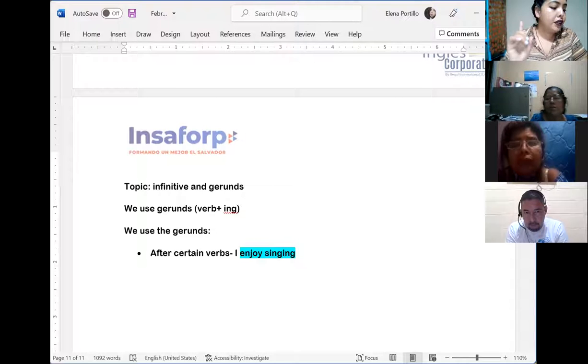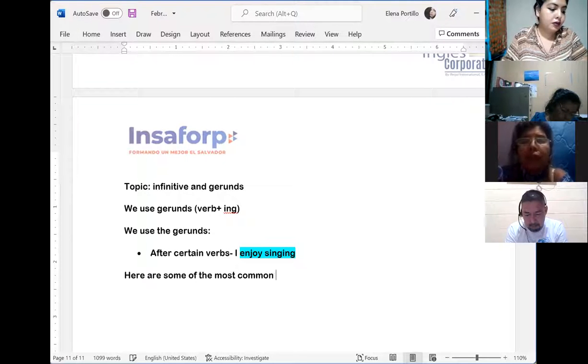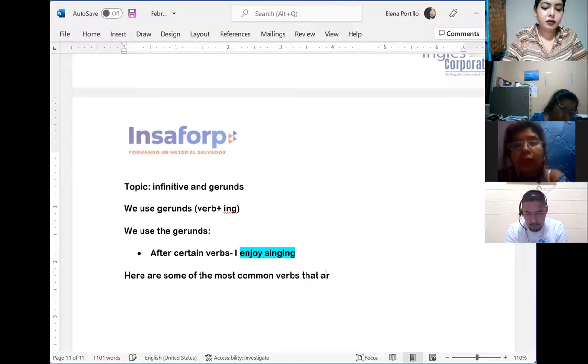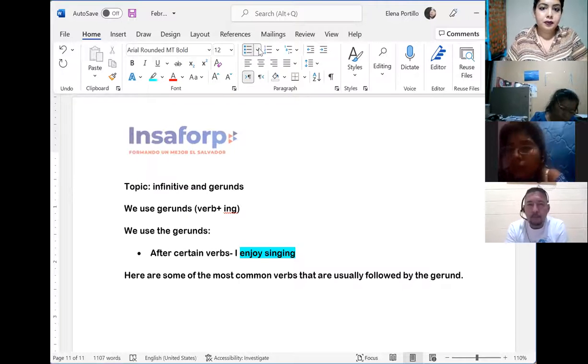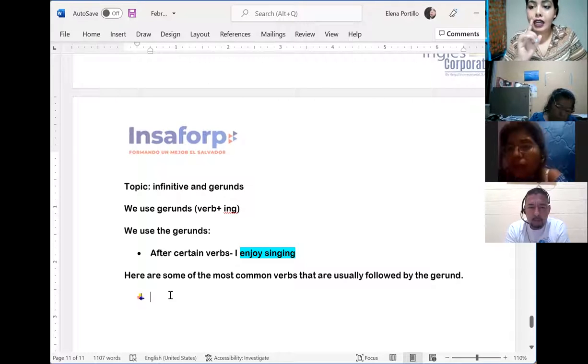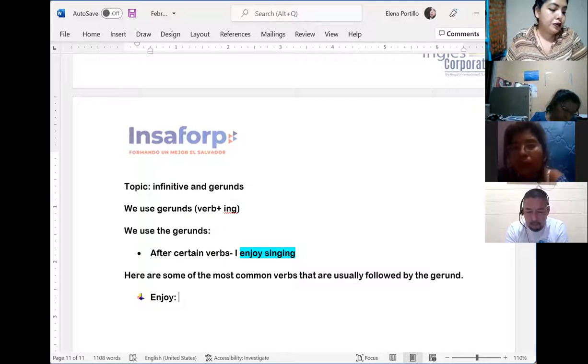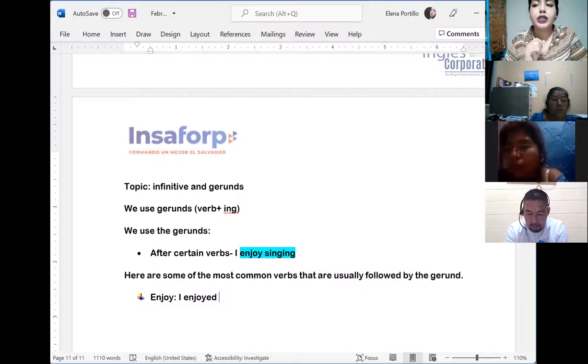So we are going to do a list of the most common verbs that are usually followed by the gerund. We are going to do the list like this. So we have the first verb. We have enjoy, that is the first verb. And we have this example. I enjoyed, in this case, we are going to do it in the past. I enjoyed, and we have here the verb with ing form, living. I enjoy living in France.